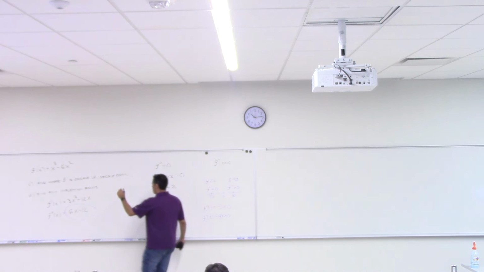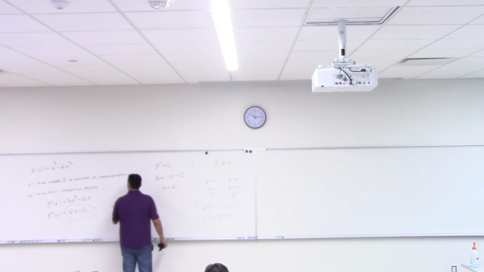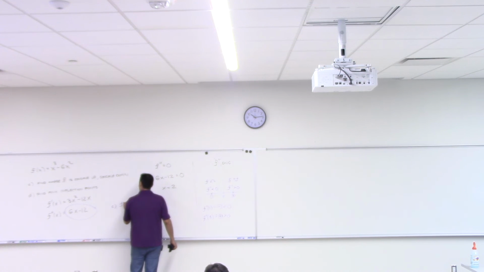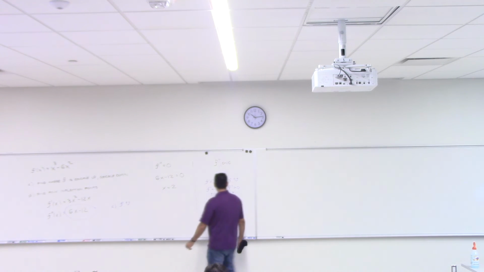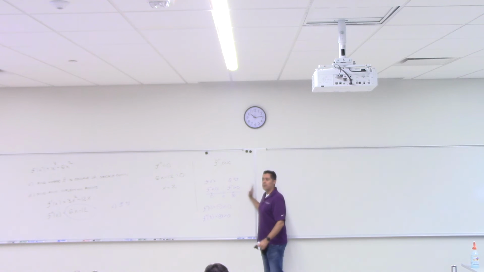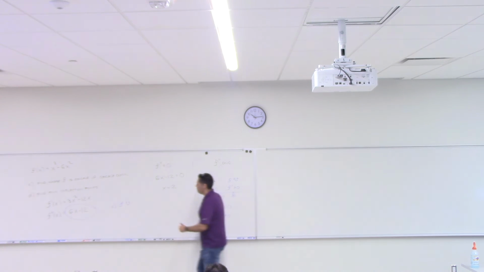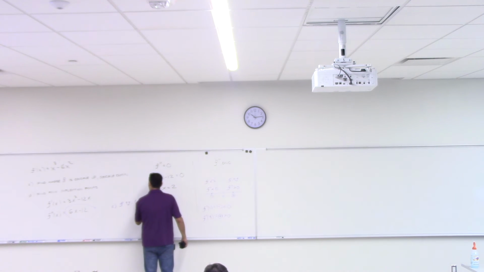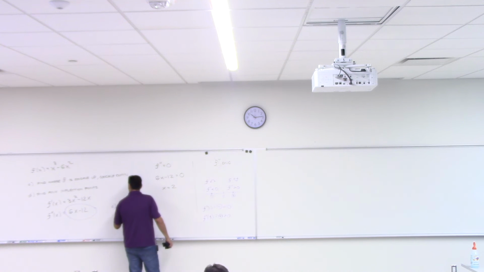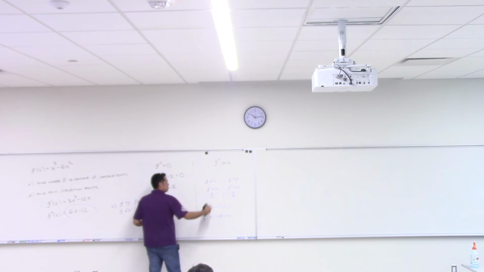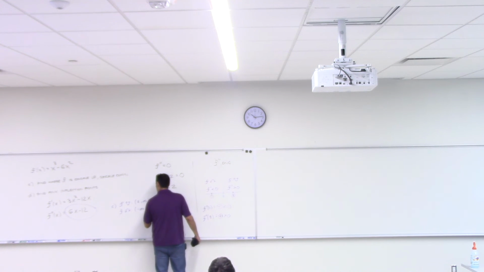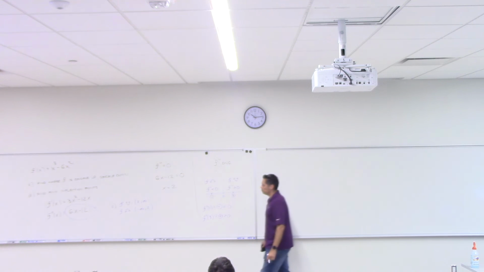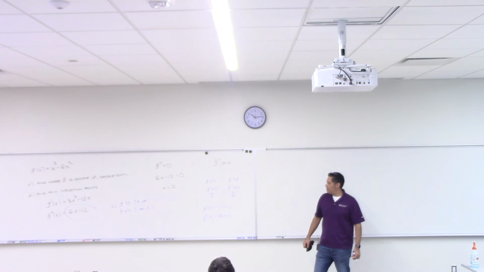Okay. Part C. Where is the function, let's start with concave up. Where is the function concave up? 2 to infinity, right? Where is the function concave down? To the left of 2, right? So negative infinity to 2.